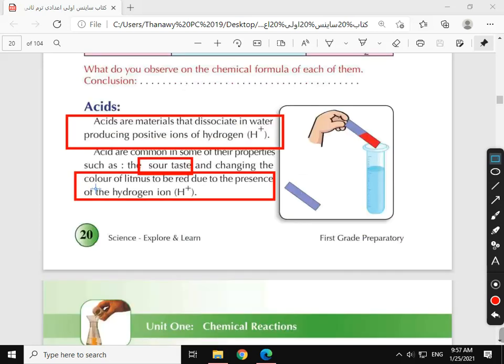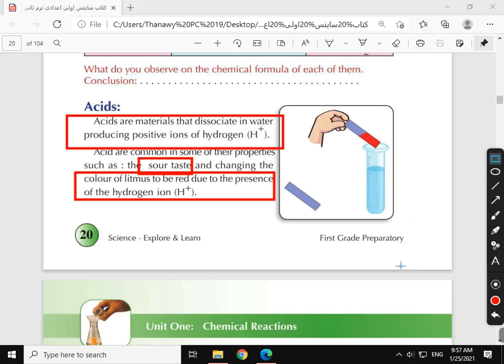Acids are materials that dissociate in water, producing positive ions of hydrogen, H positive. Acids are common in some of their properties. Or what are the properties of acids?